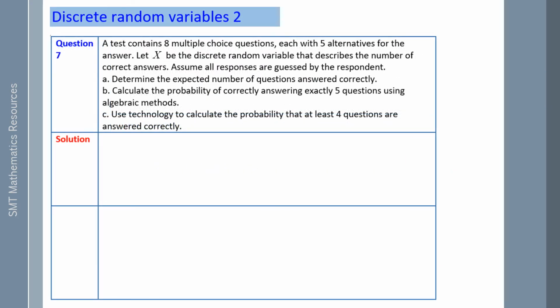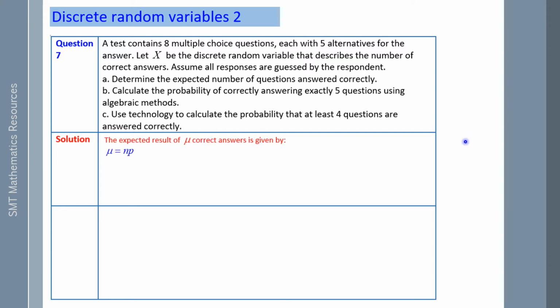Question 7. A test contains 8 multiple choice questions, each with 5 alternatives for the answer. Let X be the discrete random variable that describes the number of correct answers. So you've got 5 alternatives, so you could have a multi-choice test that's got A, B, C, D, E, so you get a 1 in 5 chance of guessing it right. Assume all responses are guessed by the respondent. Determine the expected number of questions answered correctly.